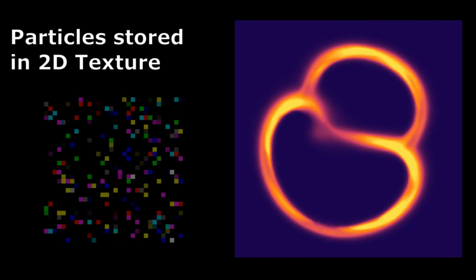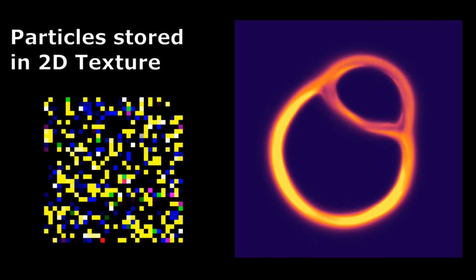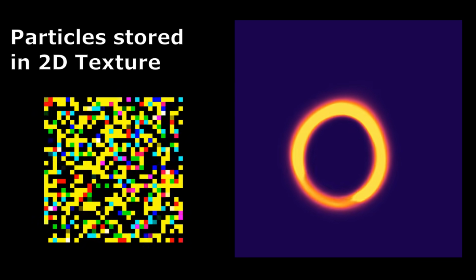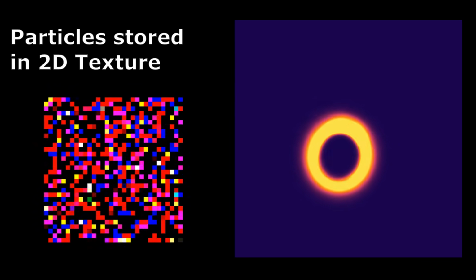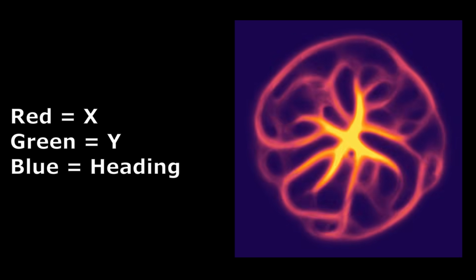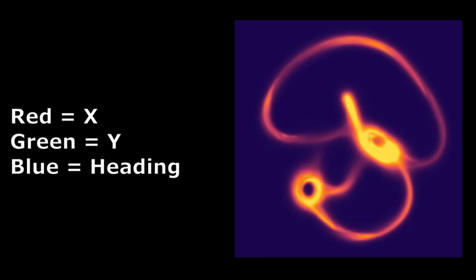The list of particles for the first pass will be sent into the shader using a 2D texture. Each pixel in this texture represents a single particle, but we generally won't use all of these pixels. Each pixel has a red, green, and blue channel. We'll store the particle's X and Y position in the red and green channels, and we'll store the particle's heading in the blue channel.